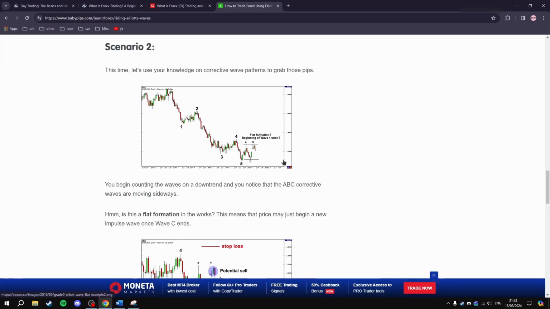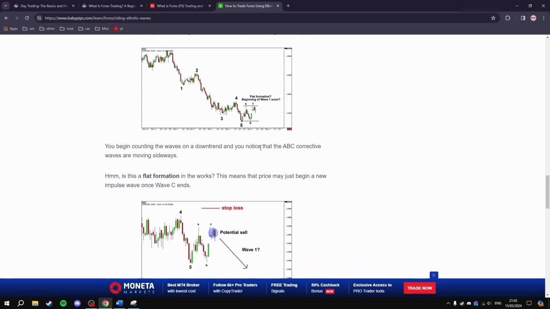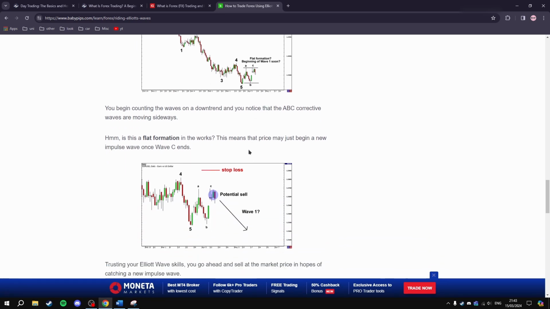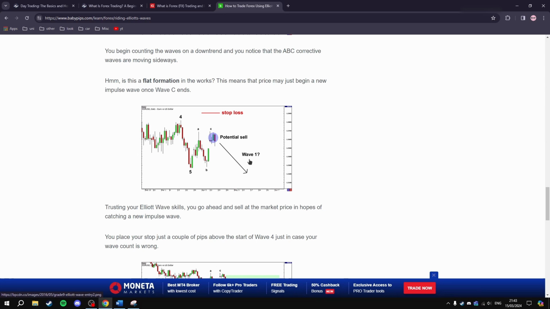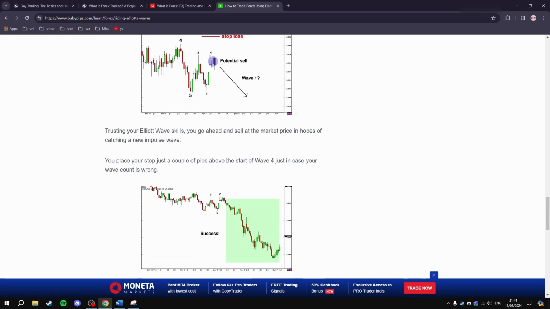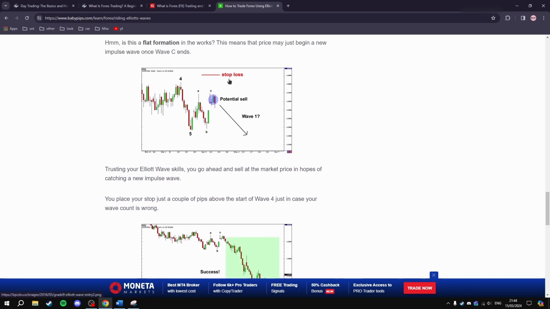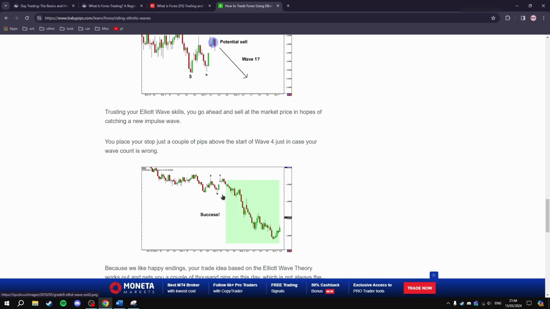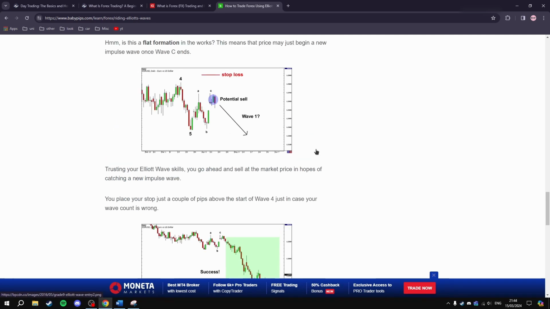You begin counting the waves on the downtrend and you notice that A, B, C corrective waves are moving sideways. Is this a flat formation in the works? This means that price may just begin a new impulse wave once wave C ends. So potential sell wave 1. Trusting your Elliott wave skills, you go ahead and sell the market price in hopes of catching a new impulse wave. You place a stop just a couple of pips above the start of wave 4, just in case your wave count is wrong. Success, it goes all the way down.